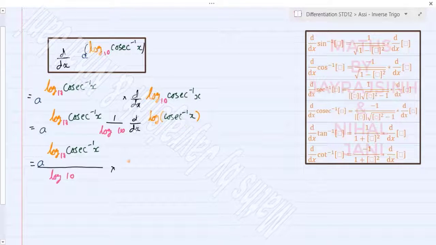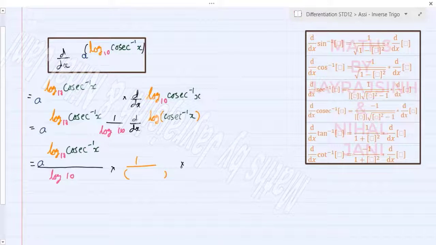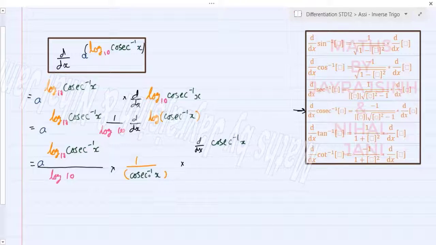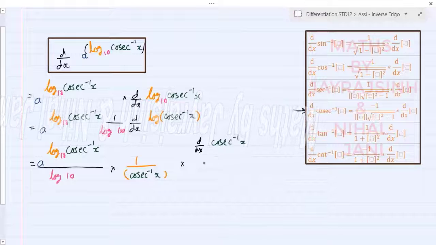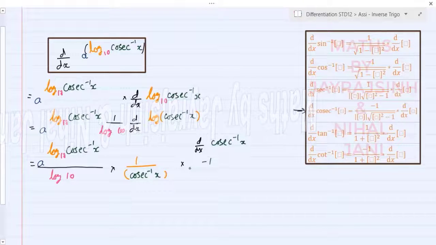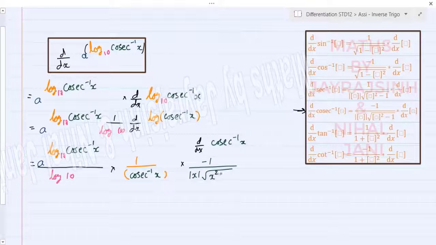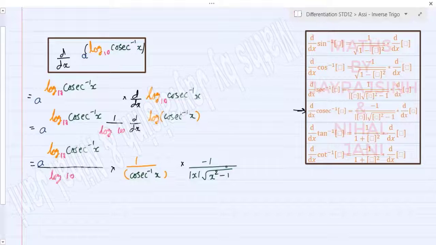So differentiation of log box will be 1 upon box into d by dx of box. Within the box we have cosec inverse x, so we just have to multiply the differentiation of cosec inverse x, which is minus 1 upon mod x under root of x square minus 1. So tada, you can consider this as your final answer.